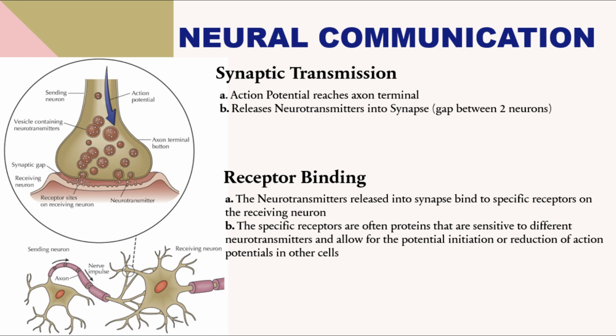Neural communication allows for the rapid and precise transmission of information in the nervous system, enabling various functions such as sensory perception, motor control, cognition, and regulation of physiological processes. It is a fundamental process that underlies all brain and nervous system activities.